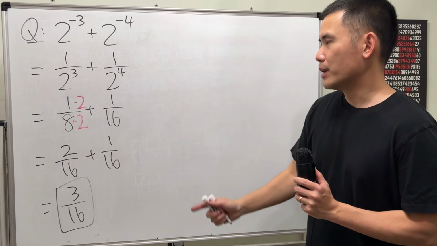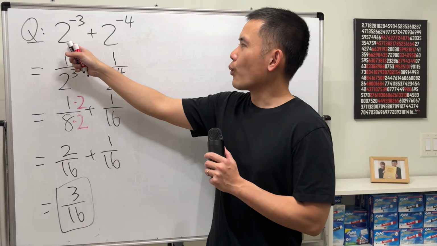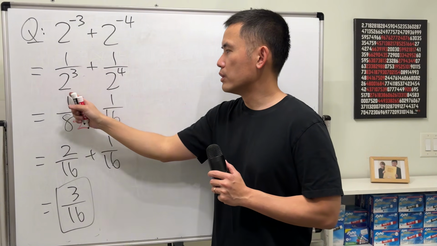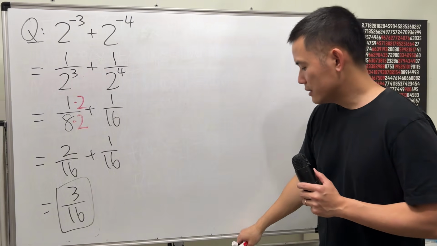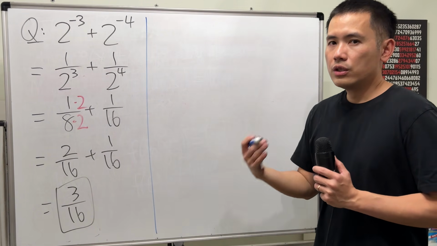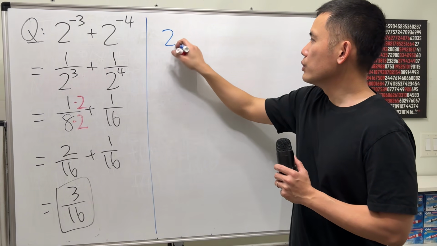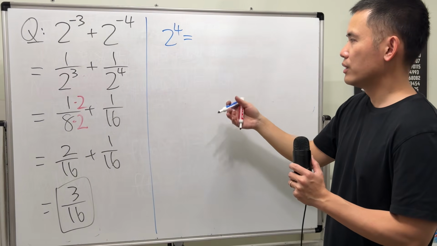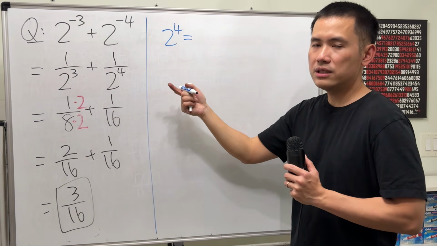Now, the main question is, why though? Why do we turn the 2 to the negative 3 power into a fraction, 1 over 2 to the 3rd power? Well, this is the reason why. You can take a look at the pattern. I want to start with 2 to the positive 4 power because we all can do this by the definition of the exponent.